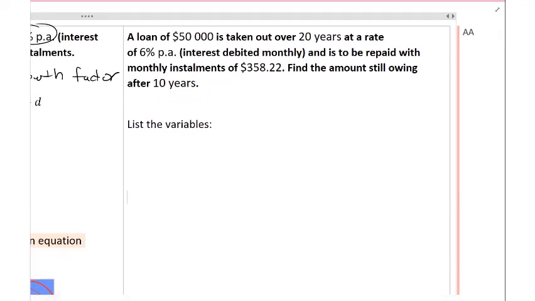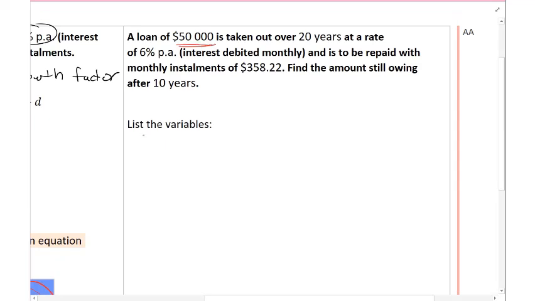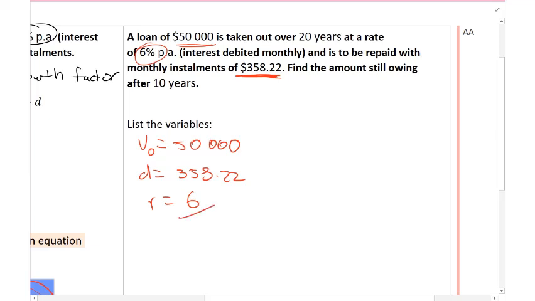List of variables. My loan, that's my V0. That's what I've borrowed. So 50,000. Okay. My D, my monthly payments, is 358.22. In terms of here, I'm going to put my R. I'm going to go 6, but it's monthly, so divide by 12.